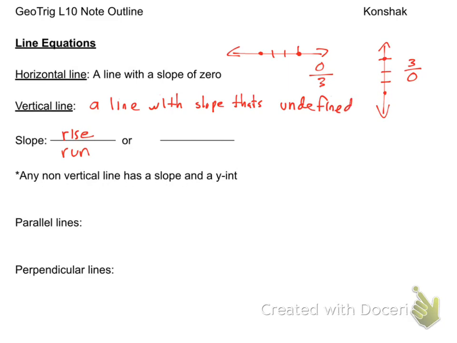Is everybody okay with undefined slopes? Those are vertical lines. That would be like x equals a number. Horizontal lines would be y equals a number. So, slope is rise over run, or rate of change, or the change in y over the change in x. If you want to write that, the change in y over the change in x. That's what the triangle means.